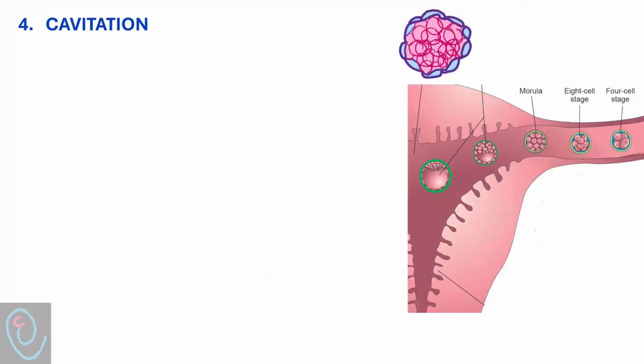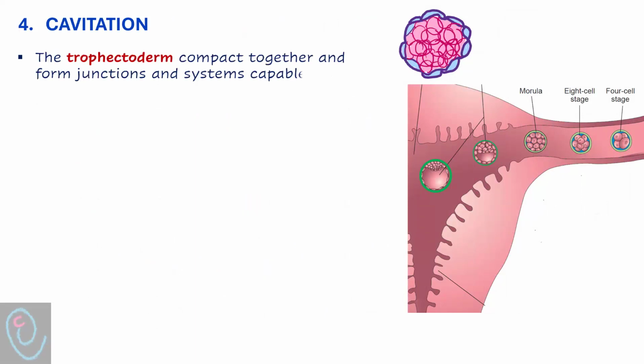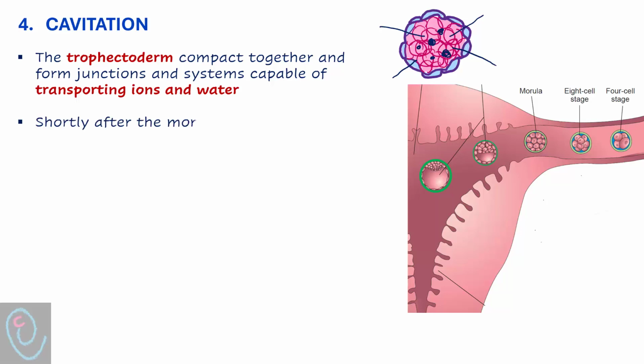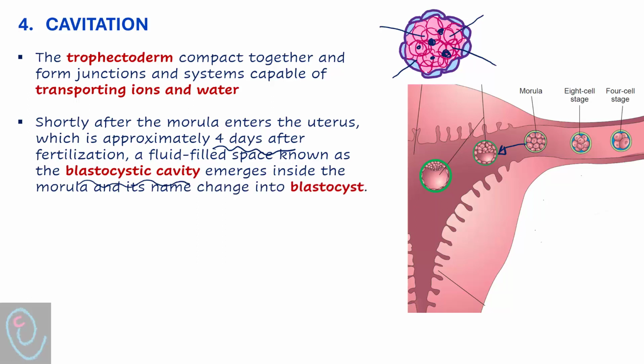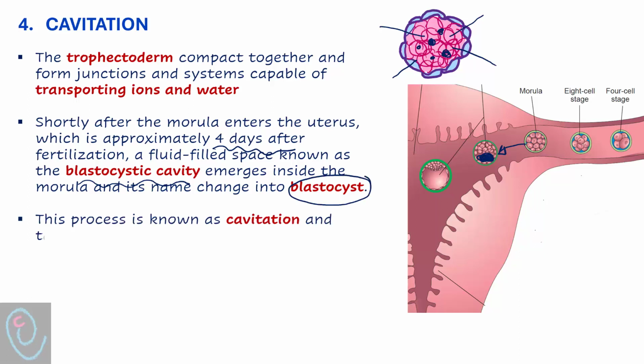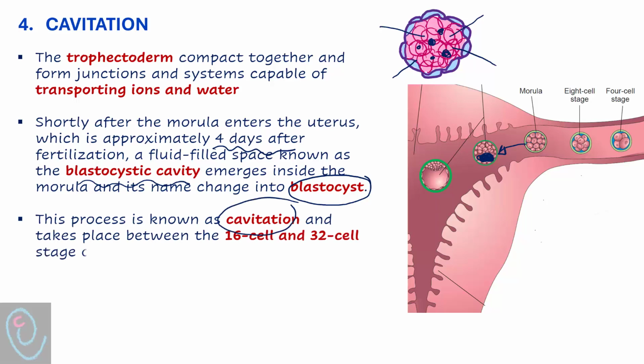Cavitation is the next step. The trophectoderm cells come together and form junctions, capable of transporting ions and water inside the morula. Shortly after the morula enters the uterine cavity, about 4 days after fertilization, a fluid-filled space known as the blastocystic cavity emerges inside the morula, and now its name changes to a blastocyst. This process is known as cavitation, and it takes place between the 16 and 32 cell stage.